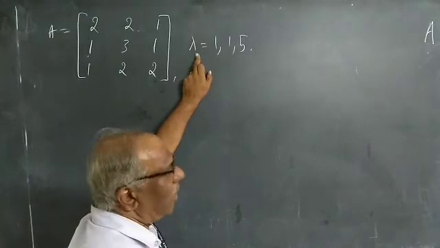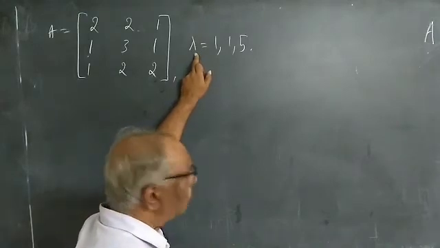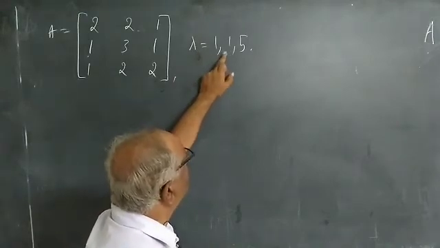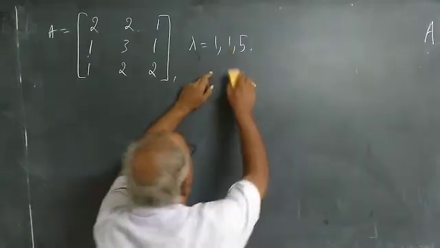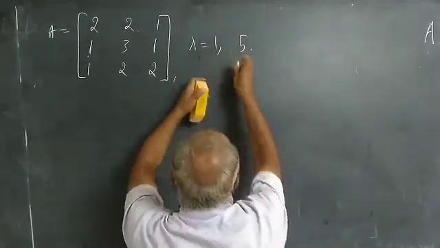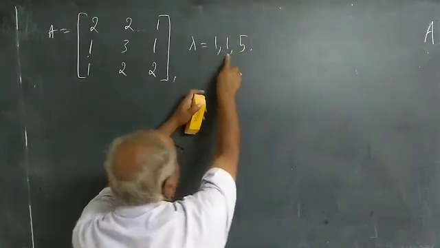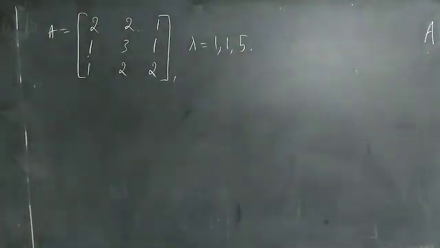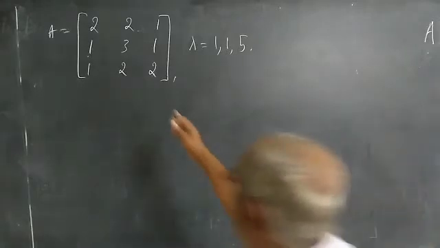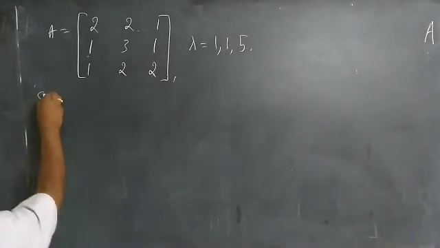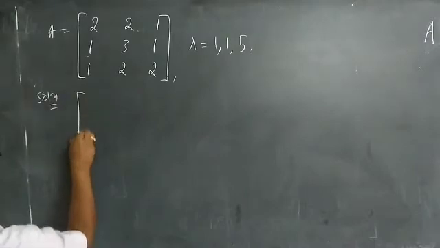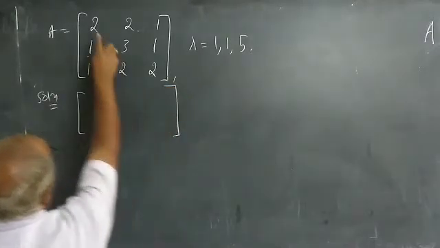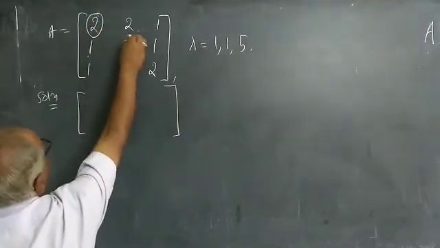This is to be diagonalized, when the eigenvalues are given to be lambda is equal to 1, another eigenvalue is also 1, and another eigenvalue is 5. That means lambda is equal to 1, 1 repeated 2 times, and 5. Now, when these eigenvalues are given, I have to diagonalize this matrix using them. You know the procedure. What are the principal diagonal elements?